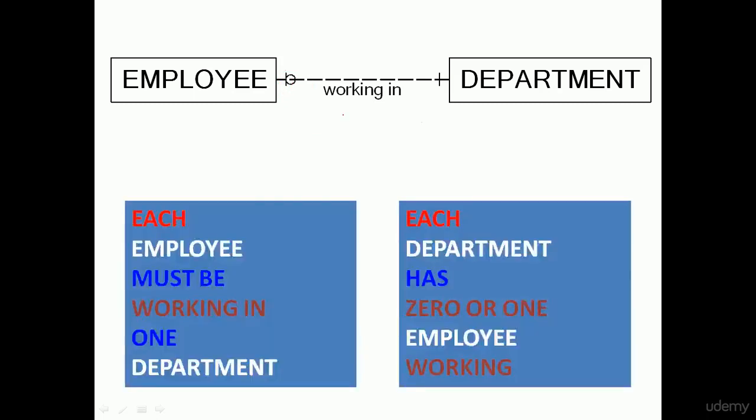See, in this diagram we have a small change here. How can we read this entity relationship diagram? From left to right, each employee must be working in one department. When we read it from right to left, each department may have one employee working. So here this has become 0 or 1. So each department has 0 or 1 employee working.